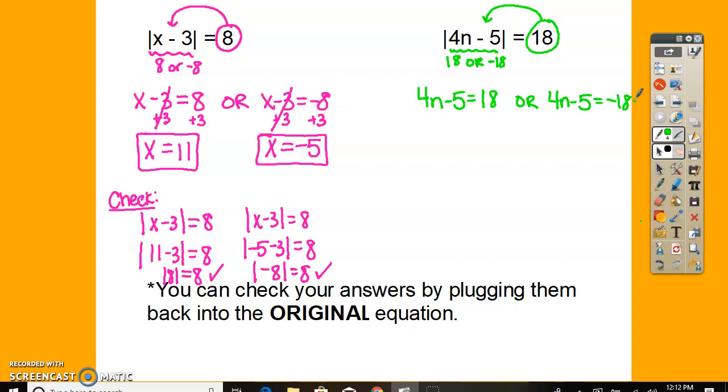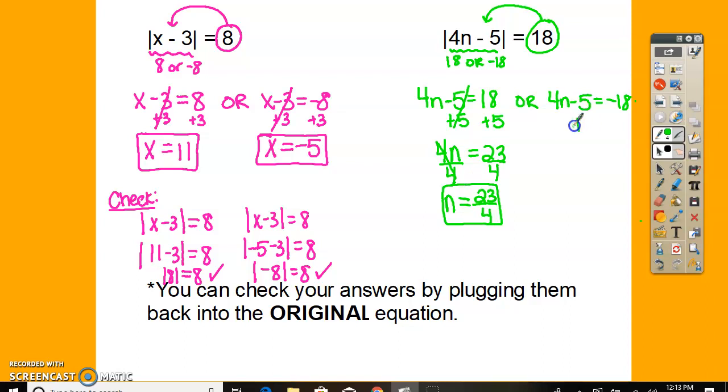Now, solve both equations. This is a two-step equation, so a little bit more difficult than the first one, but nothing that we haven't done before. So now, I'm going to add 5 to both sides. So I get 4n on the left side, remember your 5s cancel out, equals 23. Divide both sides by 4. So we get n equals, now this doesn't divide evenly, so you can just leave it as 23/4. That's one of our two answers, because now we also have our second equation to solve.